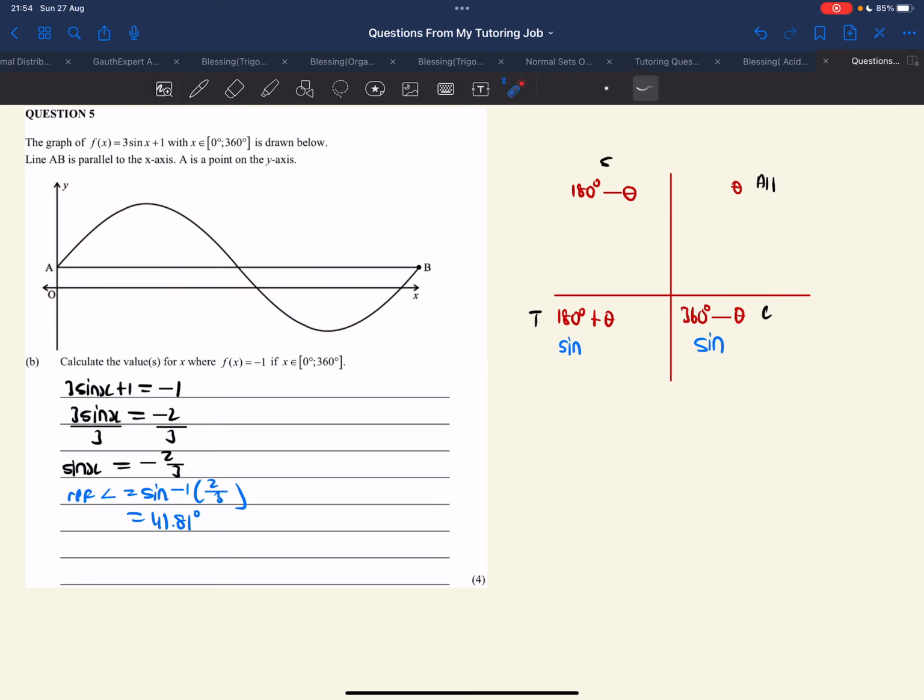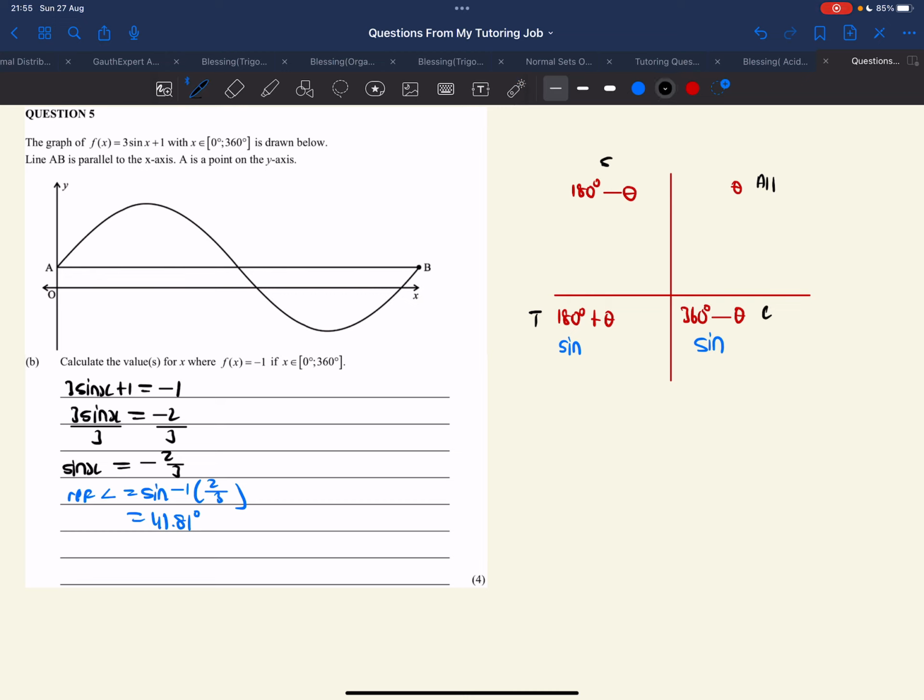Remember we have this thing that goes All Students Take Computers, meaning that all the trigonometric functions are going to be positive in the first quadrant. So sine theta, tan theta, and cos theta will all be positive. In quadrant 2, only sine theta will be positive, but tan theta will be negative, cos theta will also be negative. In the third one, only tan theta will be positive, and sine theta will be negative, cos theta will also be negative. And in the fourth one, only cos theta will be positive, sine theta will be negative, and also tan theta will be negative.